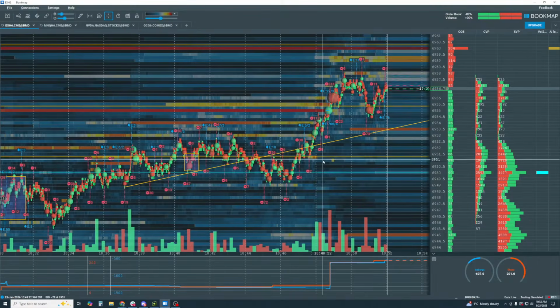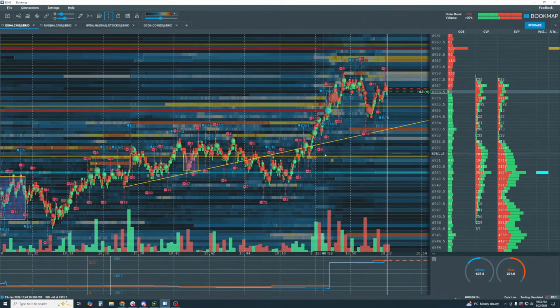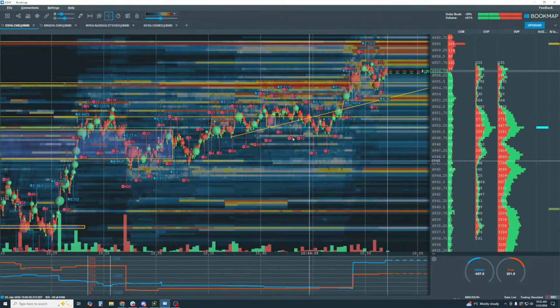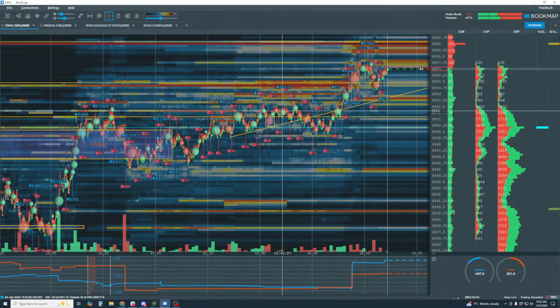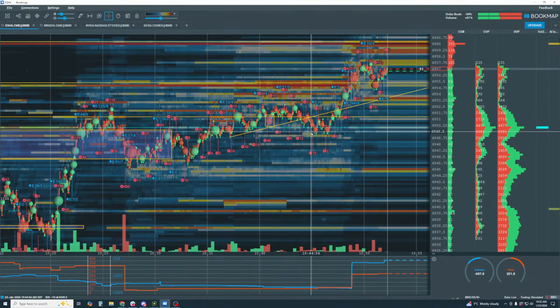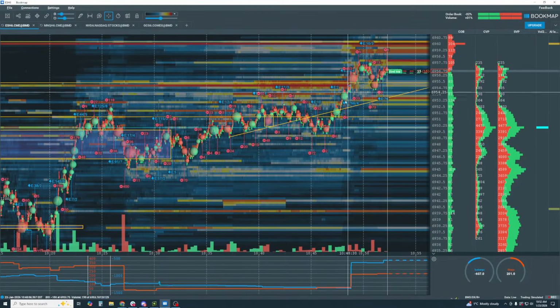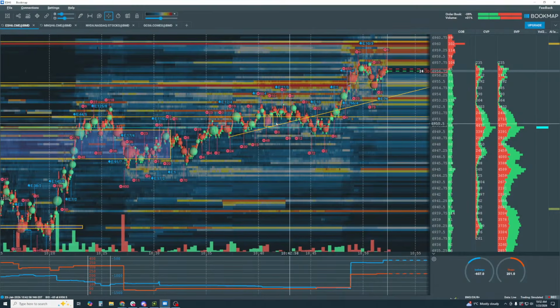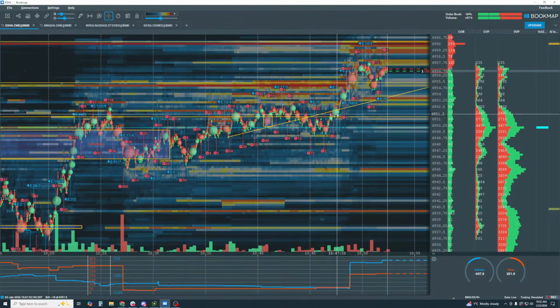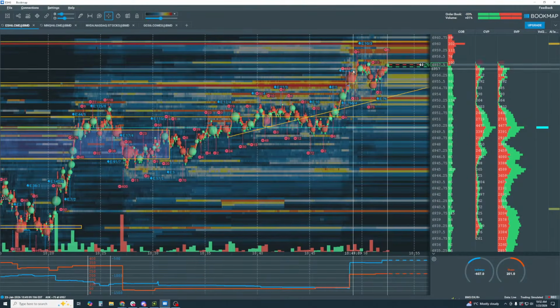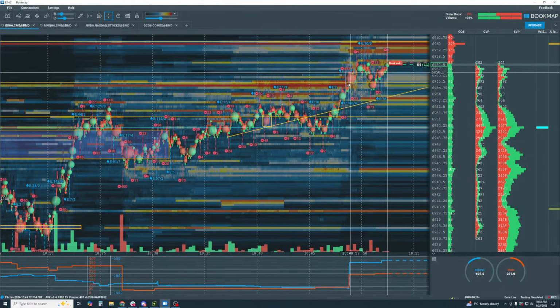So on a day like today, here's something to take away from this: understand that up in these areas we need some fuel to the fire for the stop run that we're anticipating. And it's when maybe these sellers in here are on the hook that we can get them squeezed out of the market.